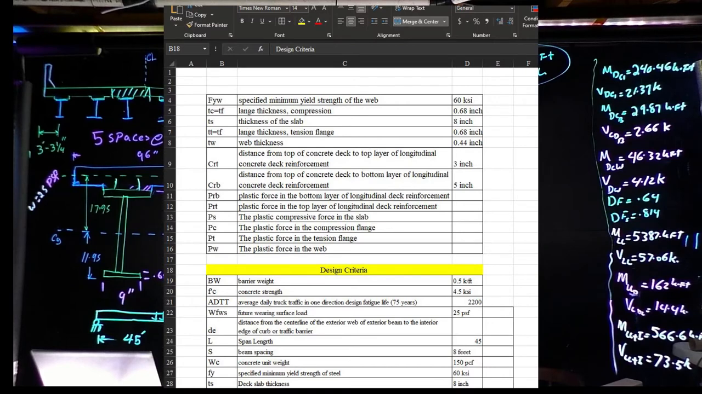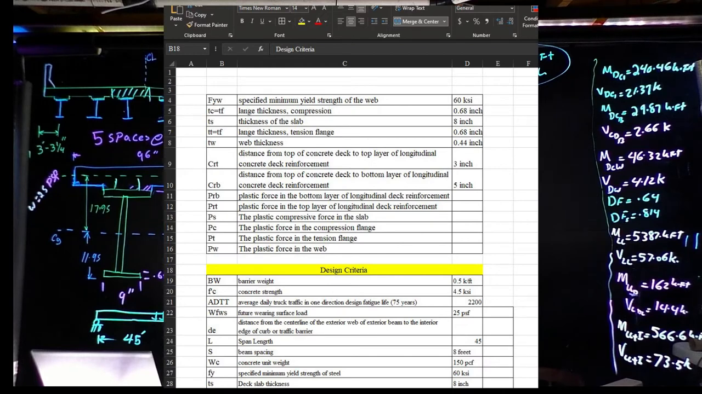So we know the specified minimum yield strength is 60 ksi for this, not 50. In the class, we use 50. And the tc is equal to tf, which is the thickness of the flange in compression, and then we have the thickness of the slab at 8 inches. Then we have the tt equal tf, which is the flange thickness in tension, 0.68 inches, and the web thickness is 0.44 inches. Then we're going to look for crt, which is the distance from the top of the concrete to the top layer of longitudinal concrete deck reinforcement, which is 3 inches. And we also have a crb, which is the distance from the top of the concrete deck to the bottom layer of the rebar, and it's 5 inches.